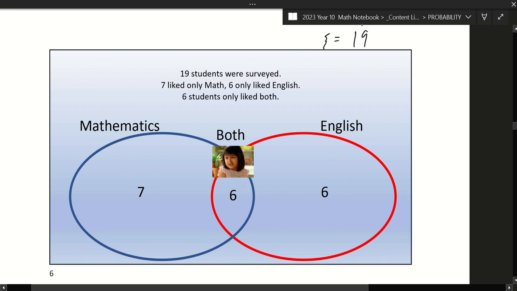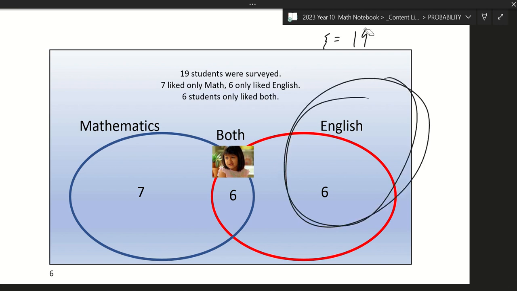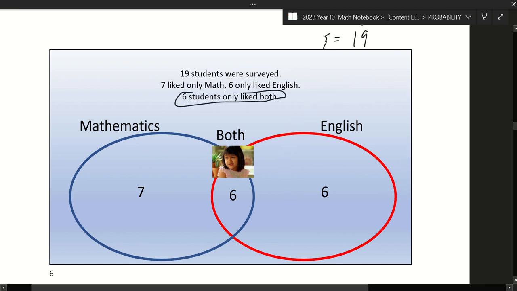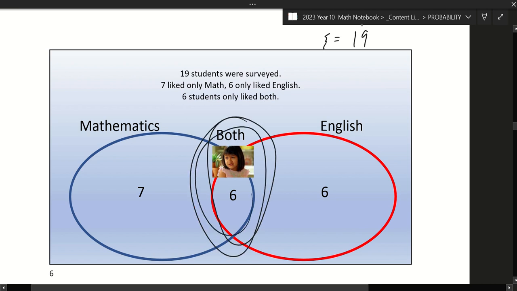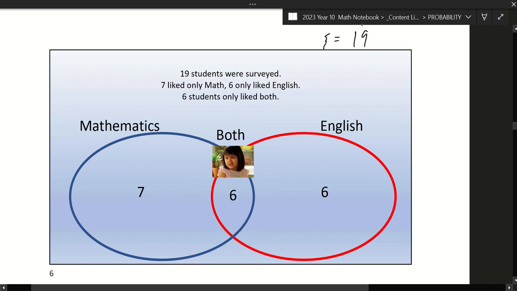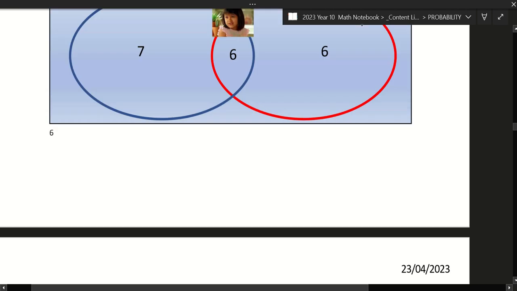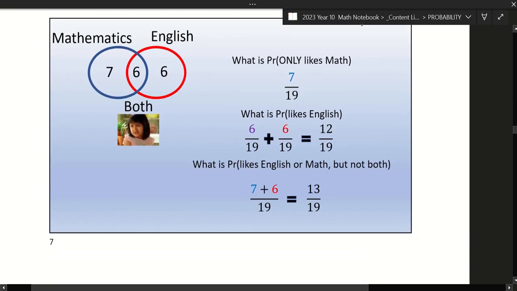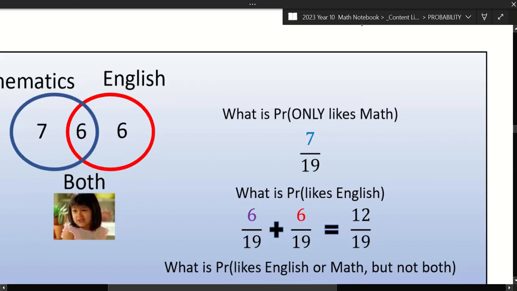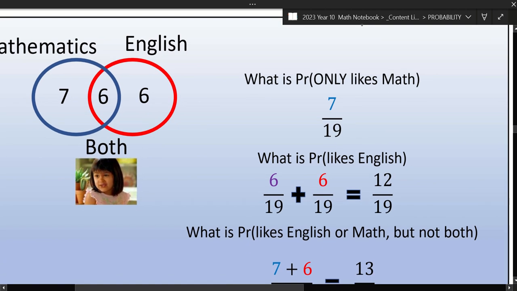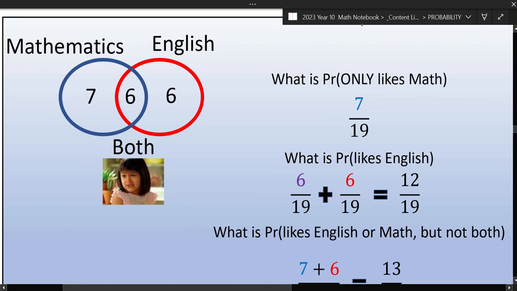Okay, so according to this, 19 students were surveyed, 7 liked math only. So that's where we see here, just 7 in math only. 6 liked English only, so that you see English only there. And then 6 students, and this is where Attila was kind of getting there, liked both, the intersection, the middle. Okay, and then when you add them all up, it should equal 19. So let's work out some probabilities here. The probability that people like math only would be 7 out of 19.